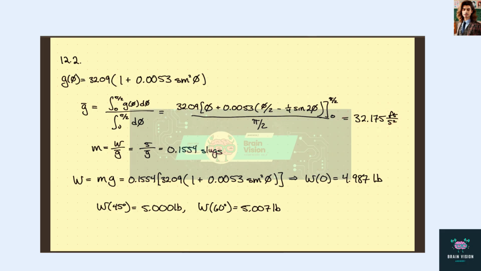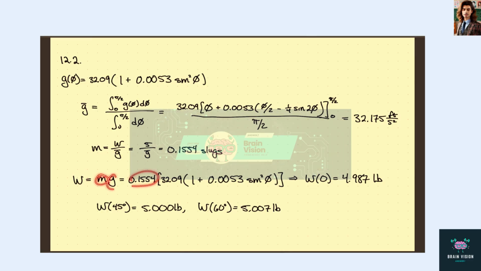32.175 feet per second squared. So, roughly 32.2, like we thought, that we normally use. Now, the mass then is the weight, which is 5 pounds, divided by g, and that turns out to be 1.554 slugs. So now we can find the weight at different locations. So we know the mass now.